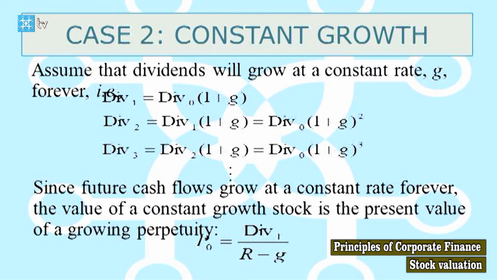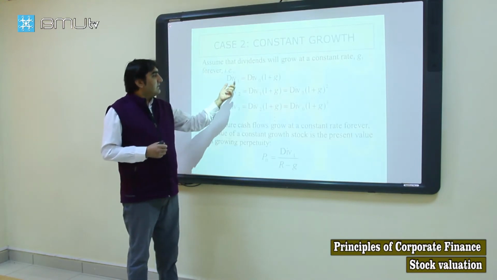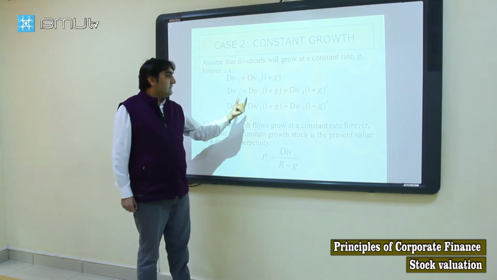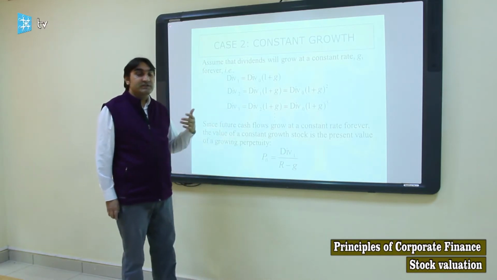The second scenario of dividend dynamics is that dividends are not constant, but grow at a constant rate. That is, next period's dividend equals the most recent dividend times 1 plus g. It grows at rate g forever. So dividend 2 is the previous period's dividend times 1 plus g, and dividend 3 is the previous period's dividend times 1 plus g, and it goes forever. This stream of cash flows looks like a growing perpetuity. The present value of a growing perpetuity is the dividend cash flow divided by R minus g, where R is the required rate and g is the dividend growth rate.